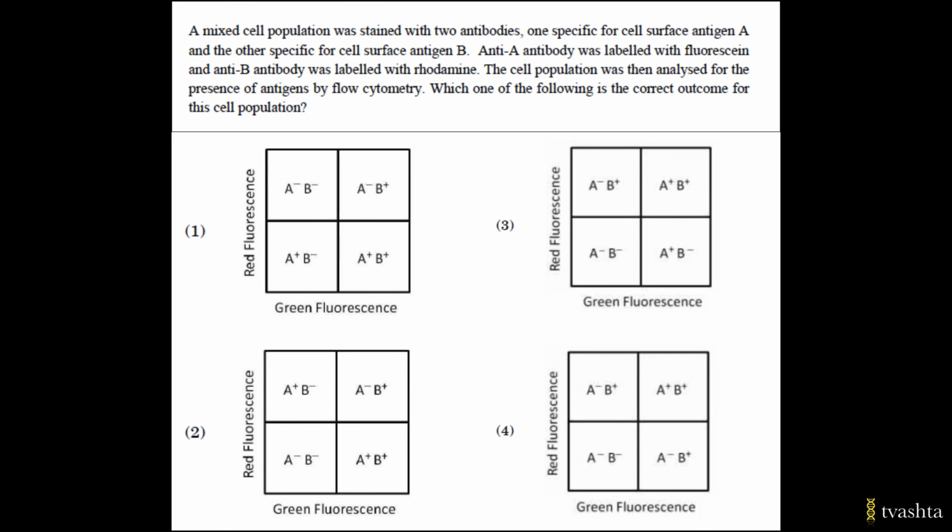Anti-A antibody was labeled with fluorescein, so it would give green signal, and anti-B antibody was labeled with rhodamine, so it would give red signal. And A giving green signal, that is anti-A antibody giving green signal and anti-B antibody giving red signal, is only in this plot. So the correct answer is option 3.